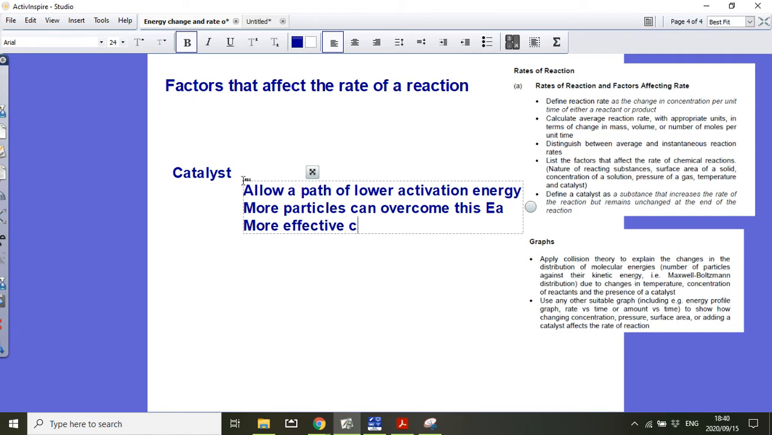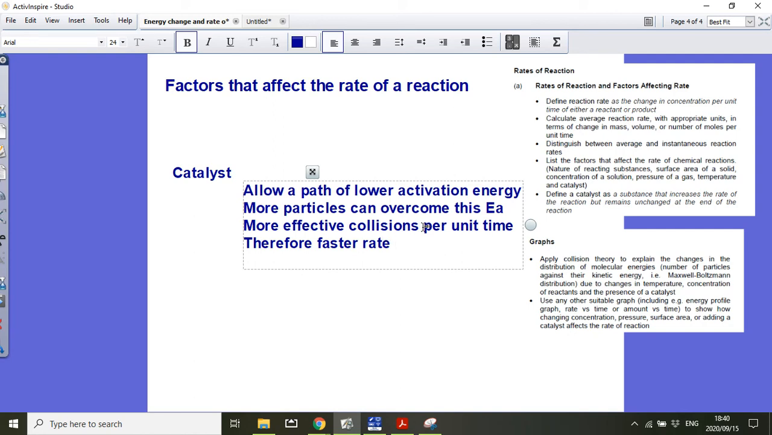can't spell, collisions. If there are more effective collisions, but you can't just say collisions because it's rate. So if there are more effective collisions, that doesn't really help. It has to be faster as well. So you have to say more effective collisions per unit time. And because there are more effective collisions per unit time, there will be a faster rate of the reaction.